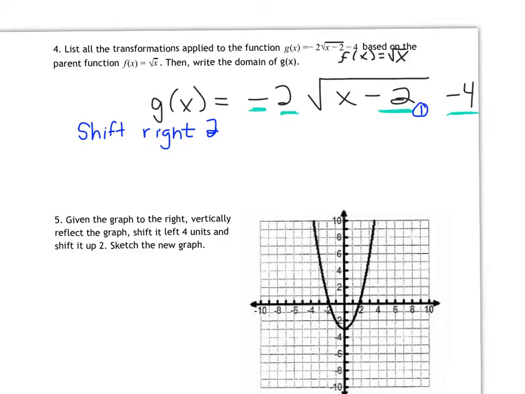Now we have basically multiplying out front and subtracting, but we'd always deal with multiplying first. So we have this 2, so I would deal with this 2 second. So this 2 is multiply. Whenever you multiply something, that's a dilation. So this is a vertical dilation. It's vertical because anything on the outside is vertical. Anything on the inside is horizontal. So it's a vertical dilation by 2.